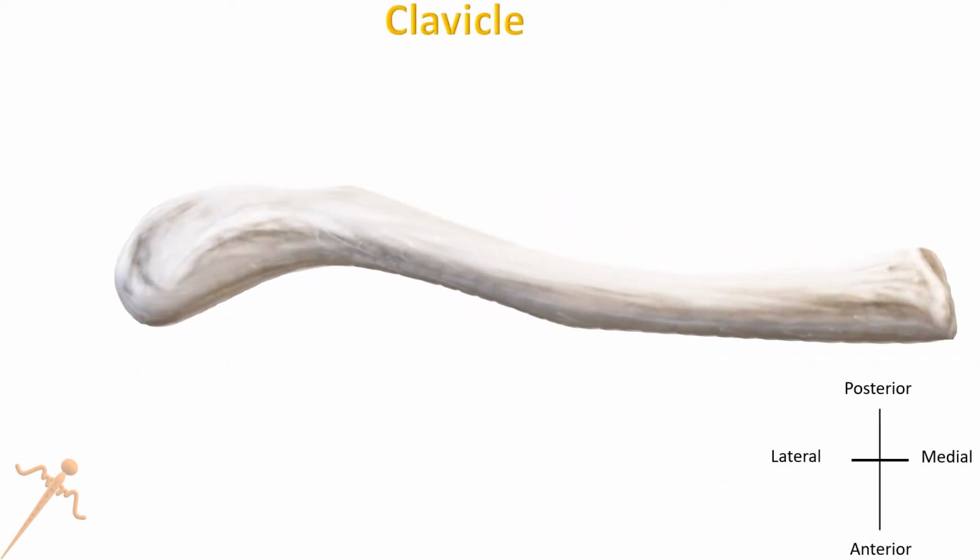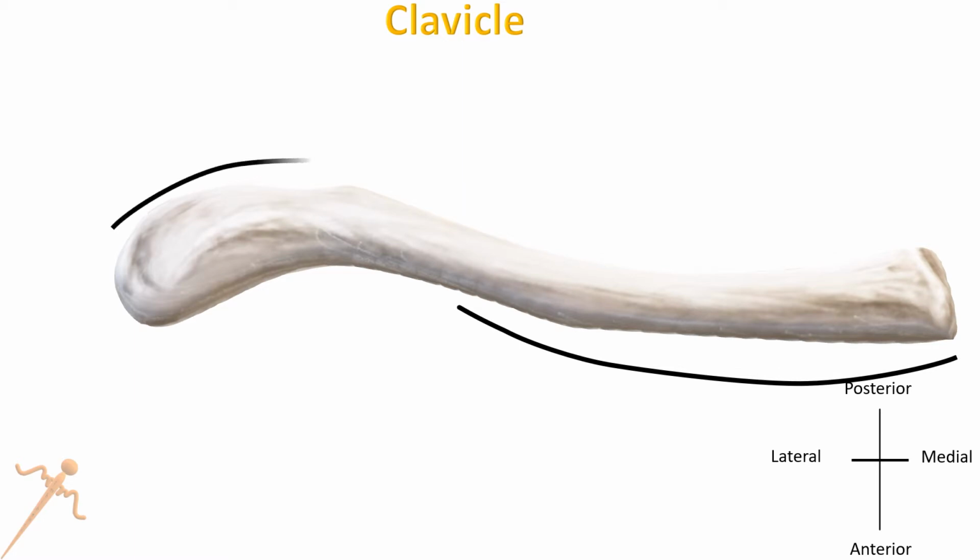Along with the variation in shape, it has variations in the curves. It is curved convex anteriorly in its medial 2/3 and convex posteriorly in the lateral 1/3.